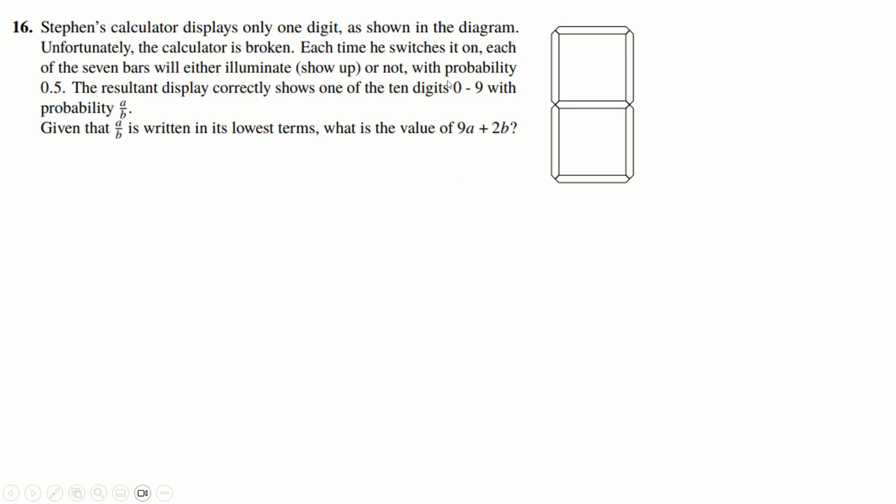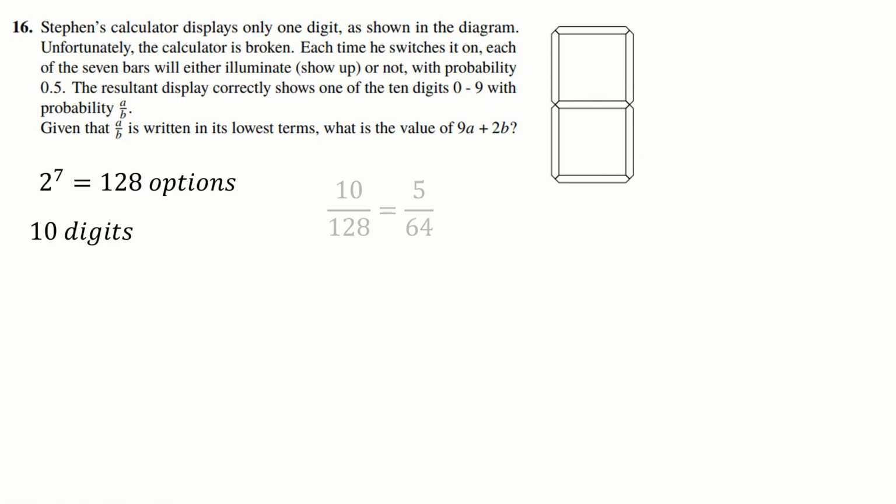There are 10 things that make actual numbers. How many things could you actually have? Well, this can be on off, this can be on off, this can be on off. So 2 times 2 times 2 times 2 times 2 times 2 times 2 is 128. It's just 10 over 128, which is 5 over 64. And then you just do 9 times 5 plus 2 times 64. Like, what even is that question?